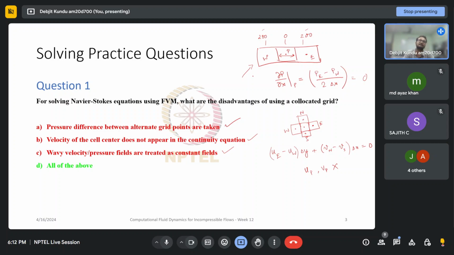And this same thing happens for wavy velocity fields as well. They basically appear as constant velocity fields because my resolution is half because of using a collocated grid. So all these three are disadvantages of using collocated grids. That's why, if you had to pick the correct option, you had to pick option D, that is all of the above. Any questions on this? Okay, if not, we will keep moving along.